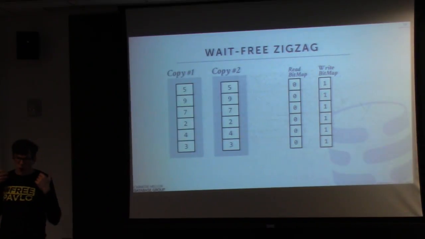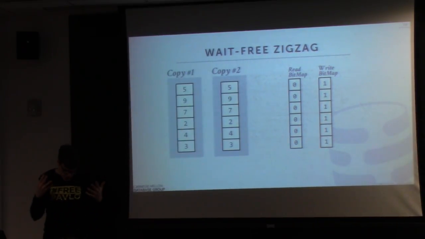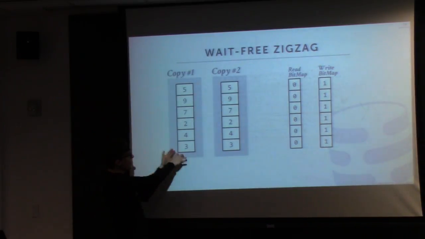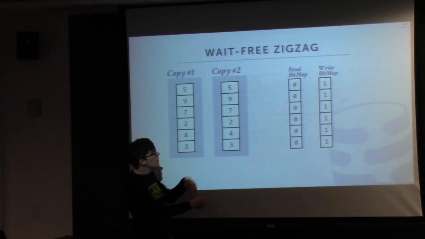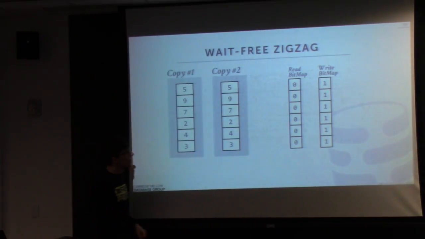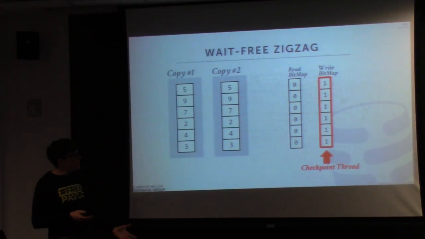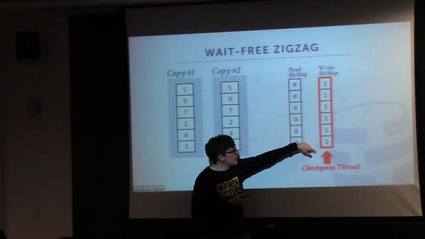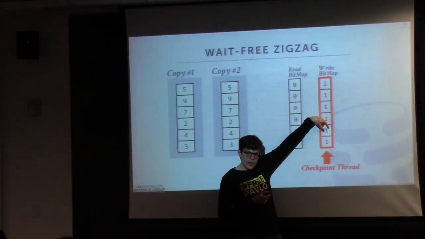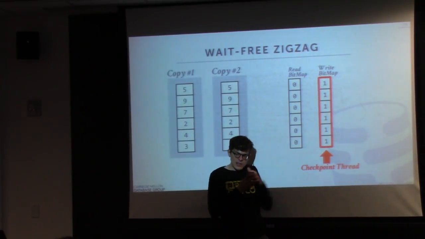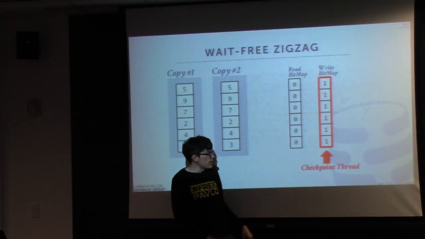All right, so let's say now that we have our system running. This is the initial state when we first loaded everything in. Right now, copy one and copy two are exact copies of each other. The read bitmaps are all set to zero, and the write bitmaps are all set to one. So we start doing a checkpoint. The checkpoint thread is going to look at the write bitmap and take the inverse of whatever the values are here, and that's going to tell it where it should go do a read to find a consistent snapshot of the database that it can write out to disk.